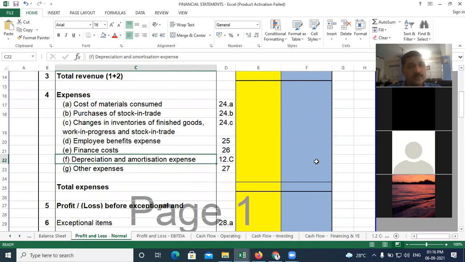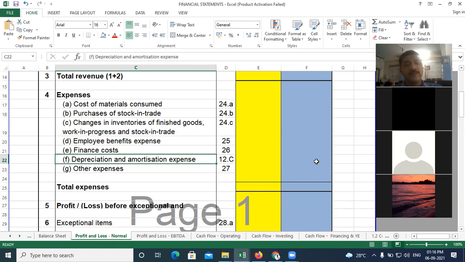And then what is amortization expenses? Suppose there is a concept of deferred revenue expenditure. So what is deferred revenue expenditure? Example, you spend a lot of money on a big advertisement, and that amount of advertisements may be somewhere around crores of rupees.